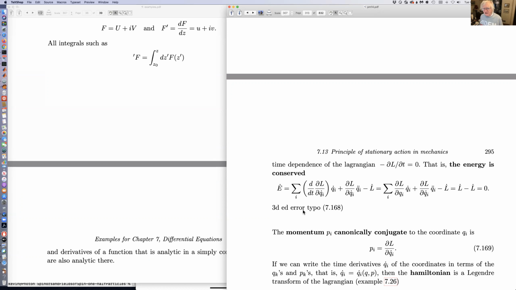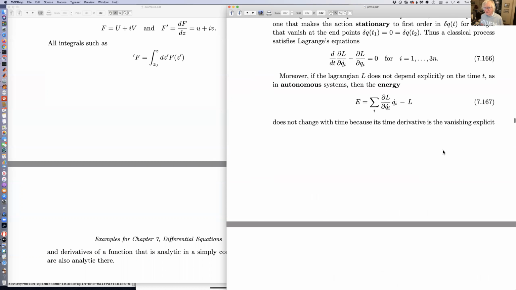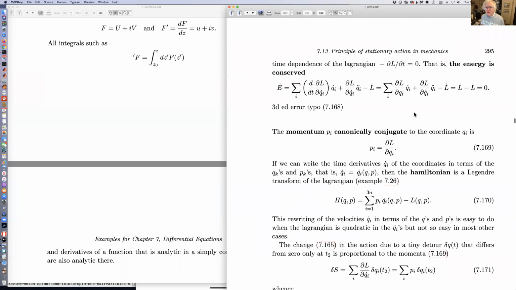In any event, what we get is the time derivative of the energy is 0. So the bottom line is, if you have a Lagrangian that is time independent, the energy is conserved, and this is why.